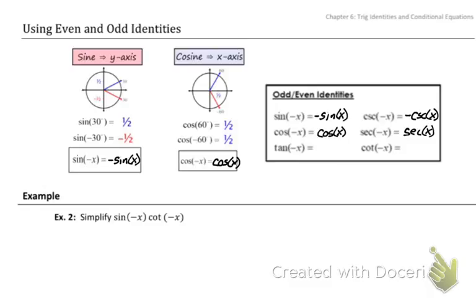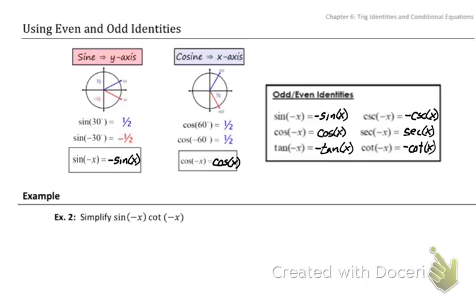Tangent works a lot like sine, where the negative just comes outside. So we have negative tangent x, and cotangent will be negative cotangent of x. So when I ask you to simplify, the first thing you need to do is get rid of any negatives that are in there. That'll be one of the big steps.